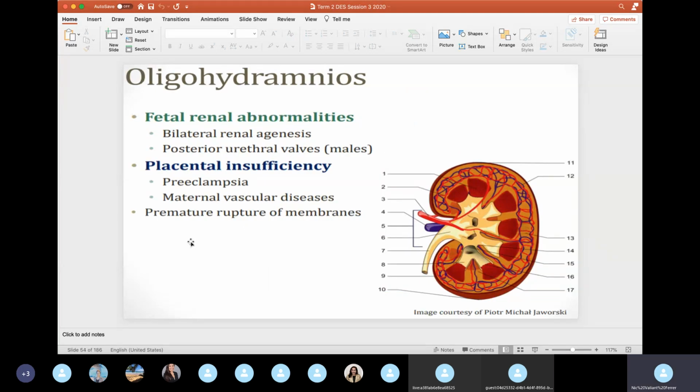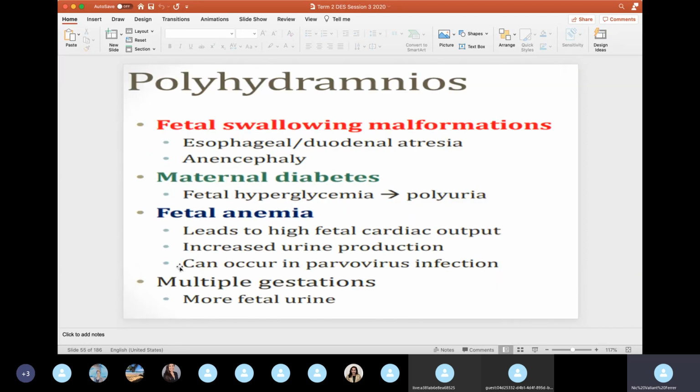Oligohydramnios. What do I mean by oligohydramnios? Anyone? Less. Little. Oligohydramnios is less amniotic fluid due to what? High yield: fetal renal abnormalities due to bilateral renal agenesis or posterior urethral valves in the males. Sometimes it causes placental insufficiency like preeclampsia or maternal vascular diseases, and it can also cause premature rupture of membranes.